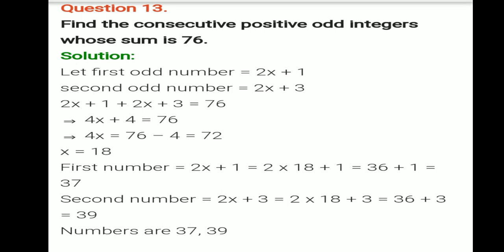Why it is supposed 2x plus 1 and 2x plus 3 is to ease your confusion, so that being odd, it will be easy for you to identify like this. Now since we have to add, find the consecutive positive odd numbers whose sum is 76.